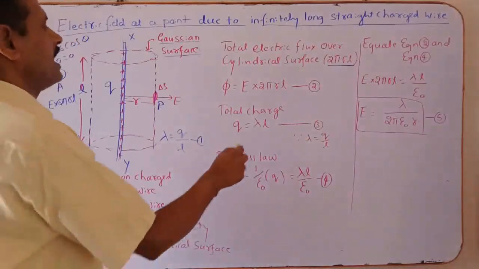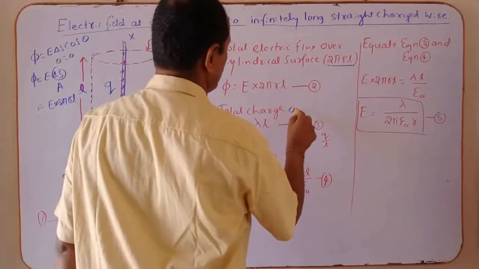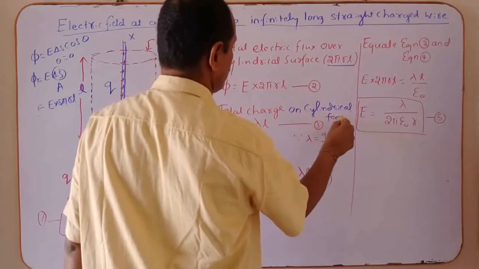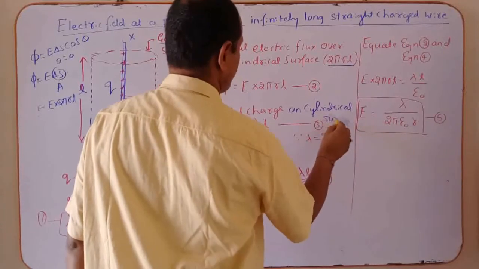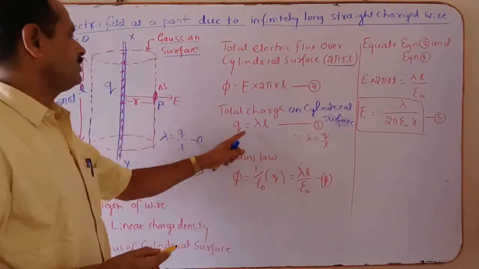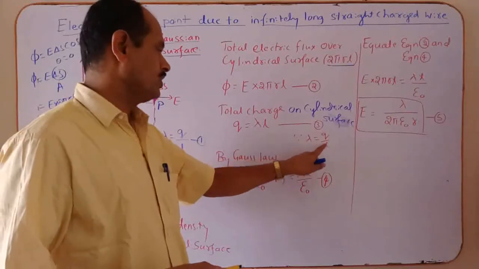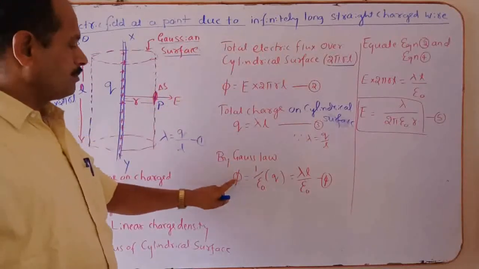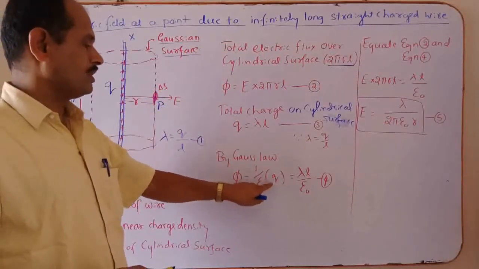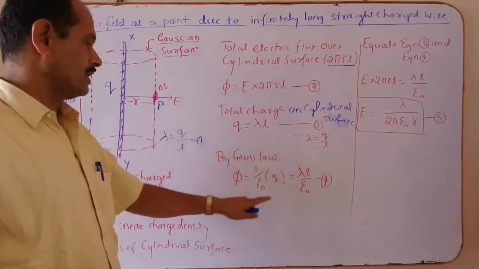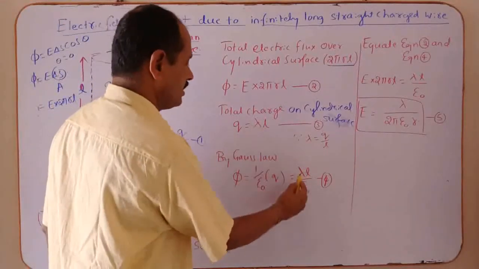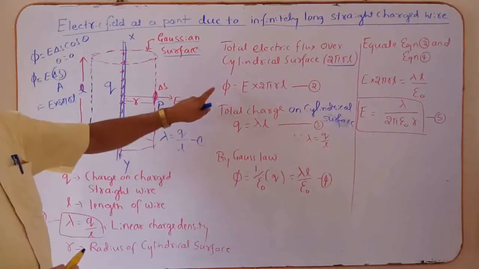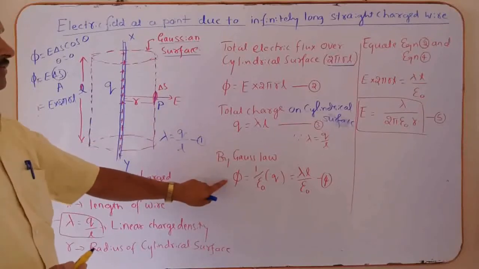Now, the total charge on the cylindrical surface is lambda into L, because lambda is equal to Q by L. Then by Gauss law, phi is equal to 1 by epsilon naught times the total charge. Now the charge is lambda into L, so phi is lambda L divided by epsilon naught. Say equation number 4. This is also the total electric flux equation.